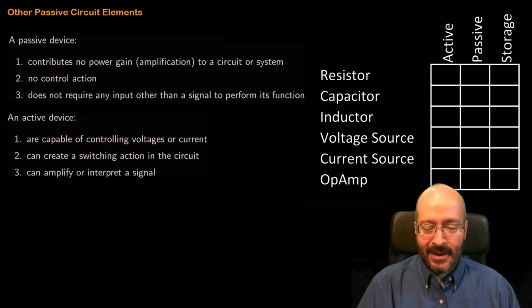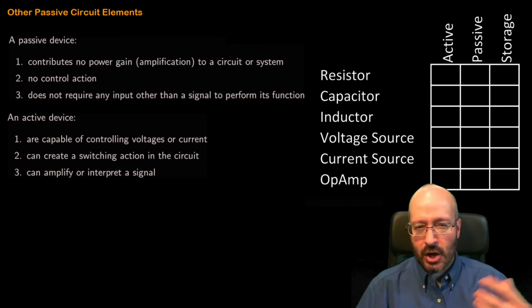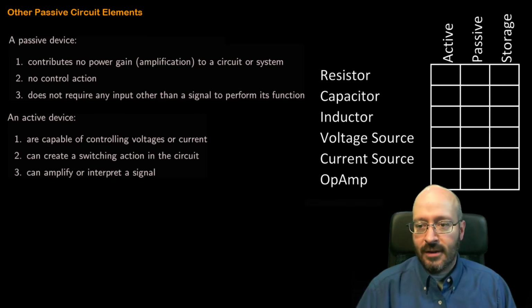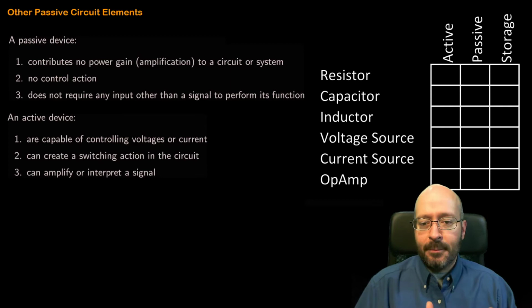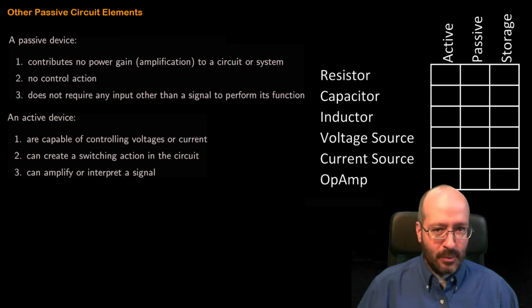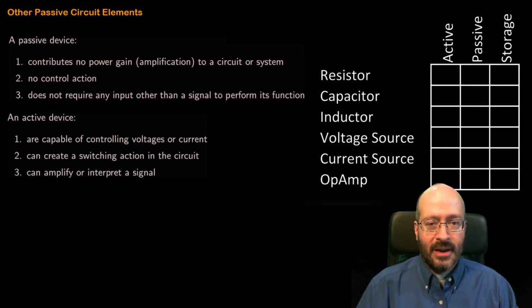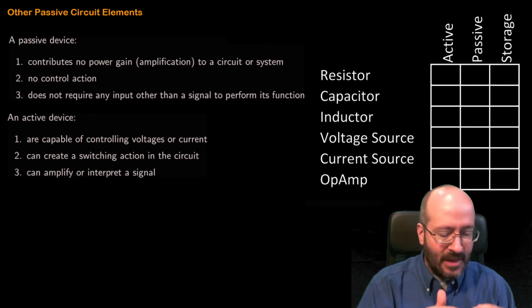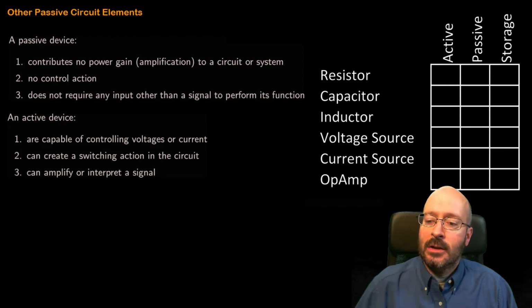So it's not amplifying. There's no control action, so it's not a switch. It's not turning on and off parts of the circuit, which some active elements do. And it doesn't require any input to function. It's a resistor. You put a voltage across it, current's going to flow through it. Something similar is going to happen with a capacitor and inductor, a little bit different, but very similar. And those components fit that classification. Okay, they don't add energy to the circuit.